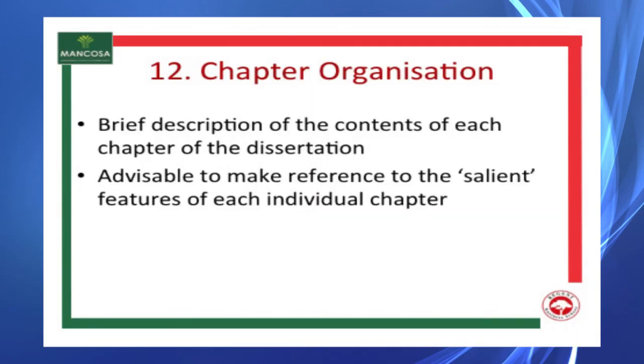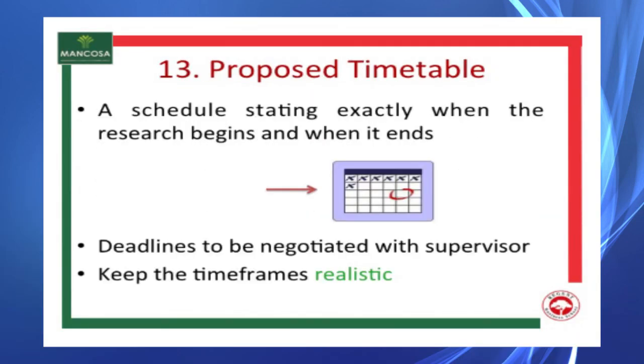Following the research methodology section are the 2 somewhat minor sections, which allude to the chapter organization and the proposed timetable for the research. In regards to the chapter organization, this basically alludes to the content of each chapter of the dissertation. I would advise that you make reference to the salient features of each chapter rather than merely restating the subheadings for each individual chapter, which can be quite monotonous for the reader.